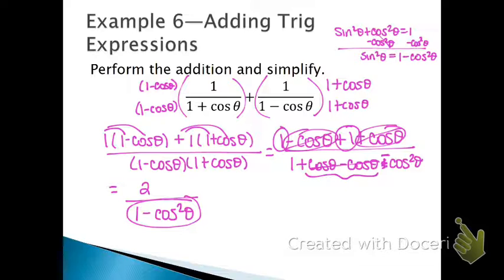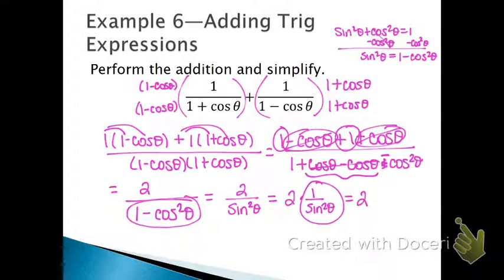Because it's not simplified all the way. Because we can still make it smaller. So we just make it sine squared. So we know that 1 minus cosine squared is sine squared. So this is 2 over sine squared. But now remember, that's the same thing as saying 2 times 1 over sine squared, okay? And what is 1 over sine squared? Almost. Cosecant squared. And now we're down to 1 term, so we're finished.